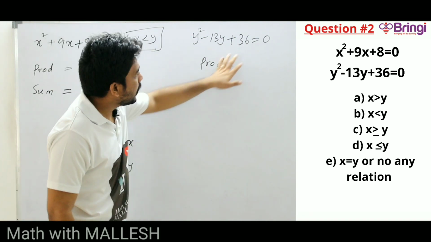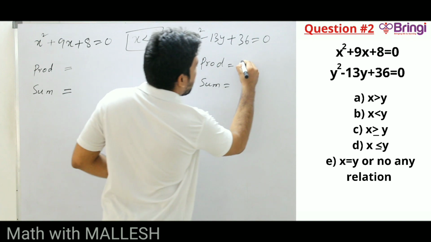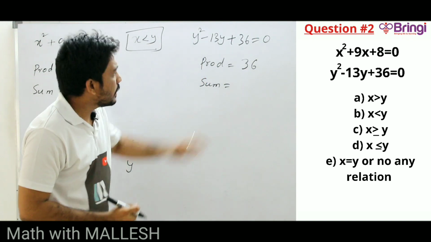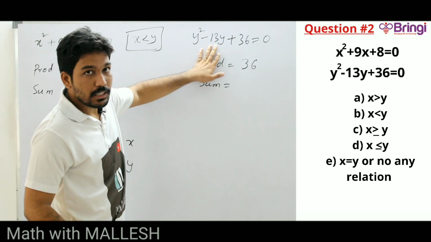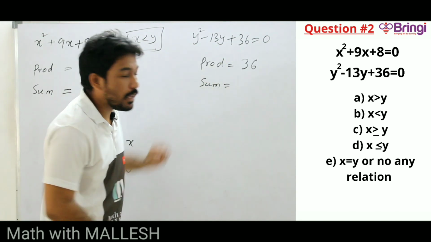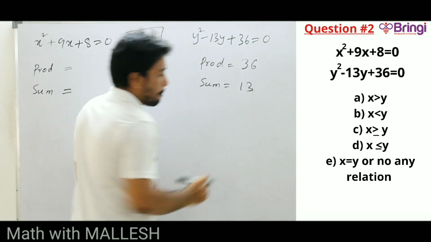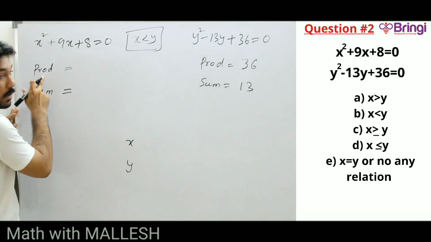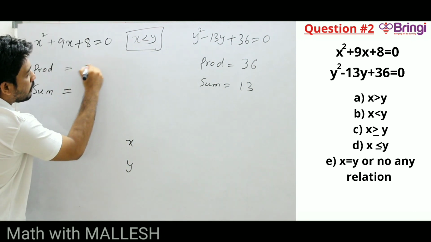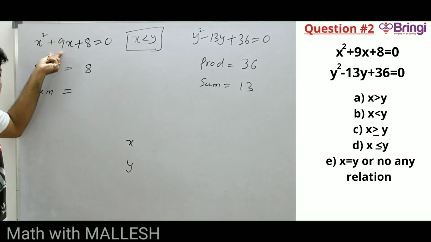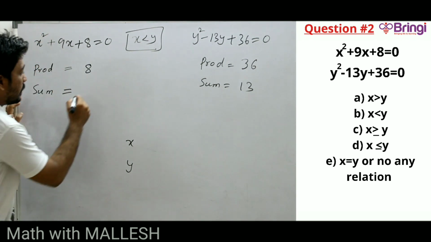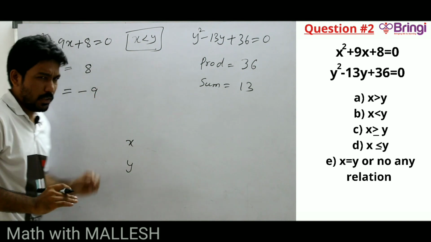What is product value? Product value 36. As it is, what is there you can write. And what is sum value? Here negative 13 is there. So sum value positive 13. Okay. Next, what is product here? Product value 8. And what is sum value? Sum value here positive 9 is there, reverse negative 9.